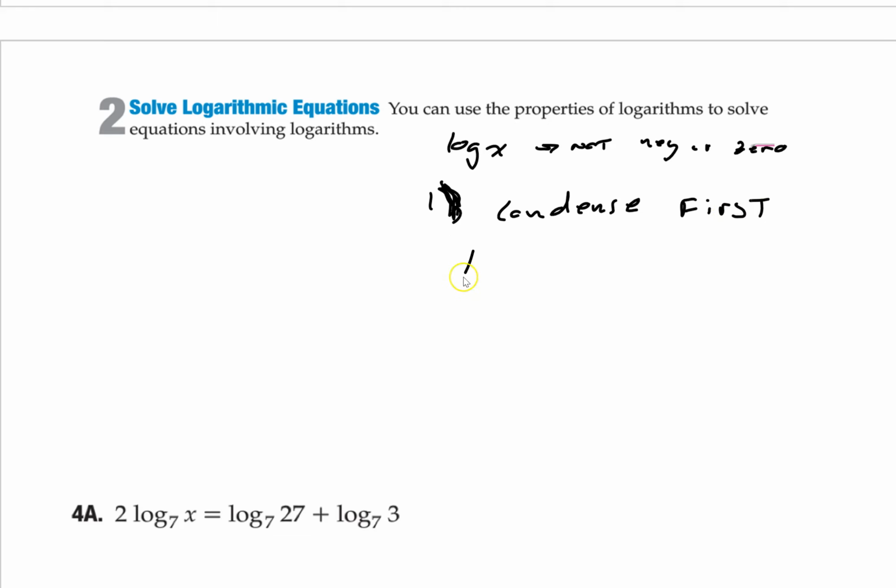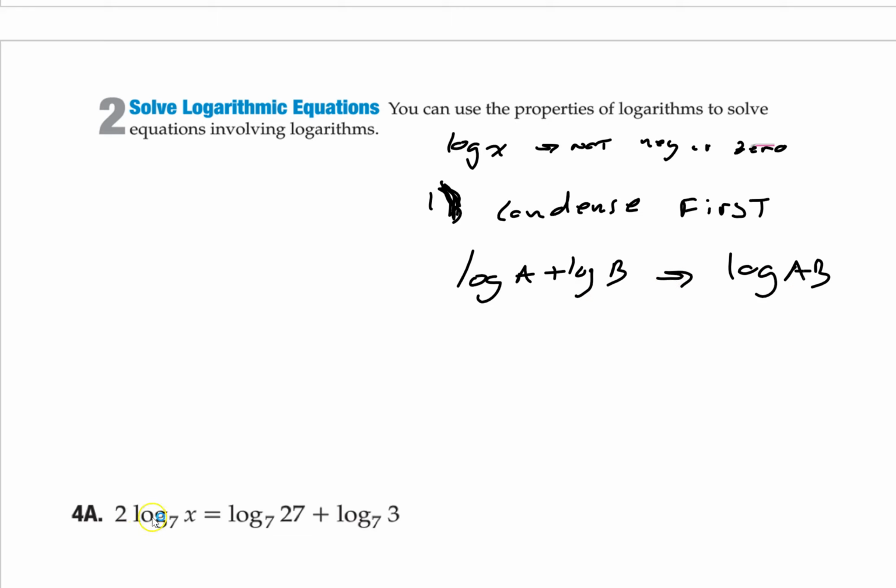So what do we mean by that? If you have something like this on one side, you got to make it a single log. So condense means make it a single log. So you can't use this. Can't solve it this way. You got to do this first. Right? Plus means multiplication. So condense first.